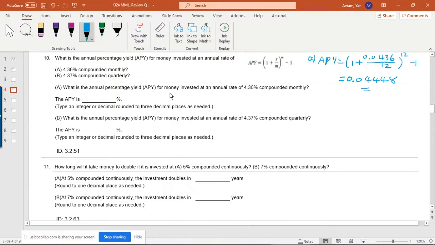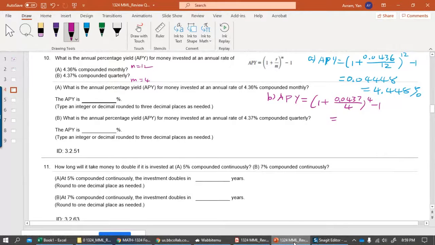If you want to convert it into a percentage, right, that's 4.448%. I want 3 decimal places in here. So that's the A, okay? And then we're going to go ahead and calculate the B, very similar. APY in here is 1 plus, this is 4.37, so that's 0.0437. Quarterly, so n is 4. This quarterly n is 4, not 12, right? Okay, so we're going to calculate this one and then compare them.